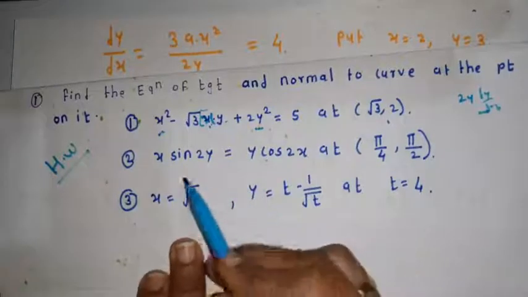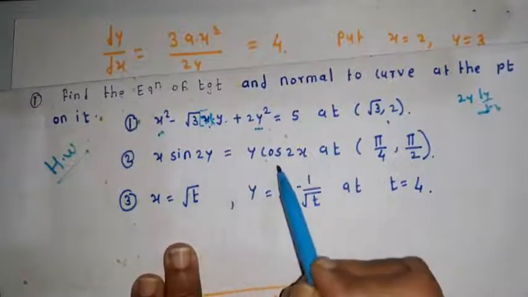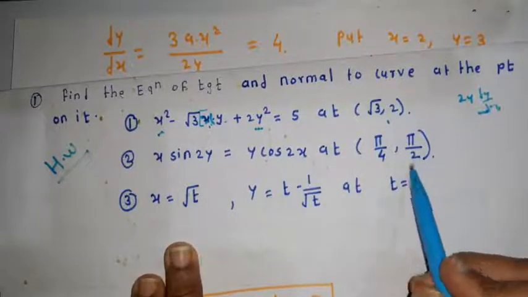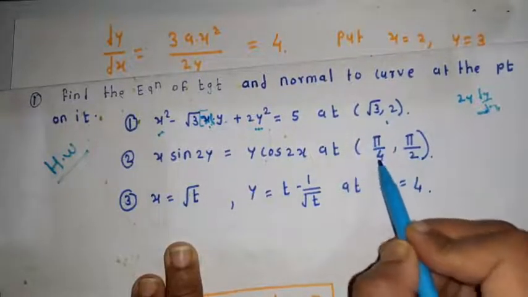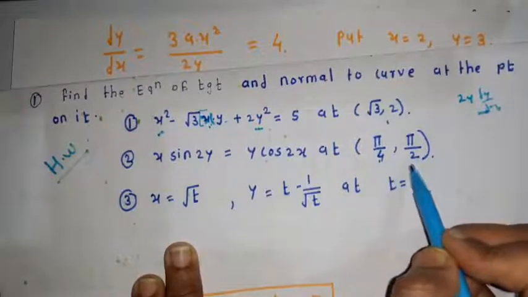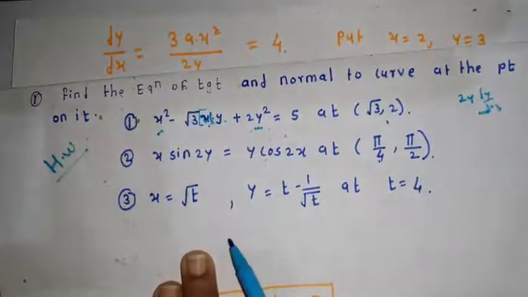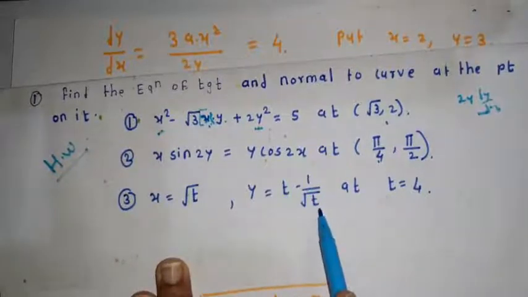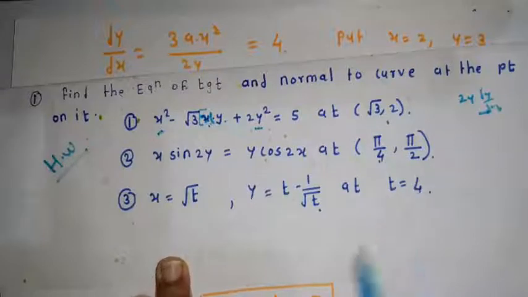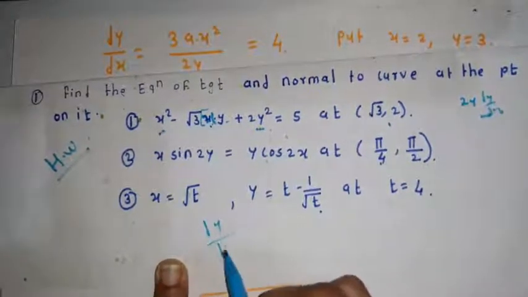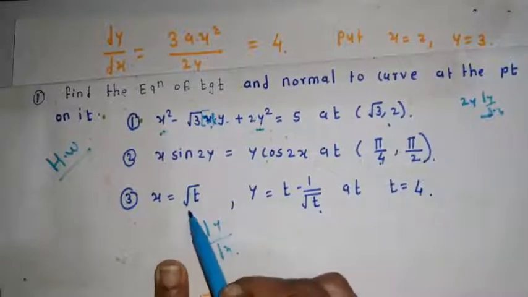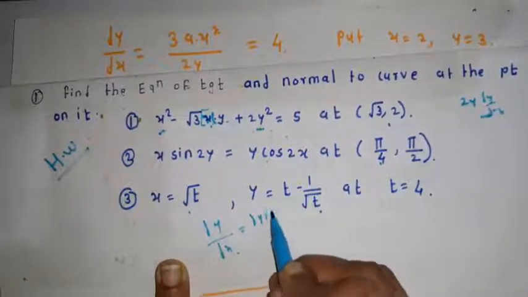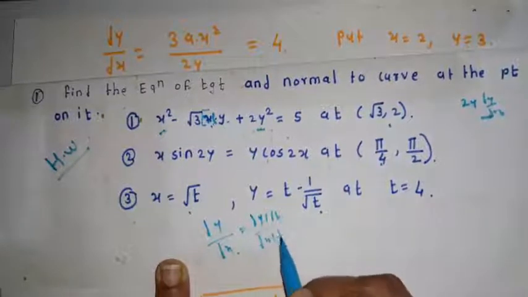Okay, now this is x sin 2y equal to y cos 2x at the point (pi by 4, pi by 2), that is, x equal to pi by 4 and y equal to pi by 2. The same problem is here: x equal to 2 and y equal to t minus 1 upon t at the point t equal to 4. Here, using parametric differentiation, x is a function of t, so dy by dx is dy by dt upon dx by dt.